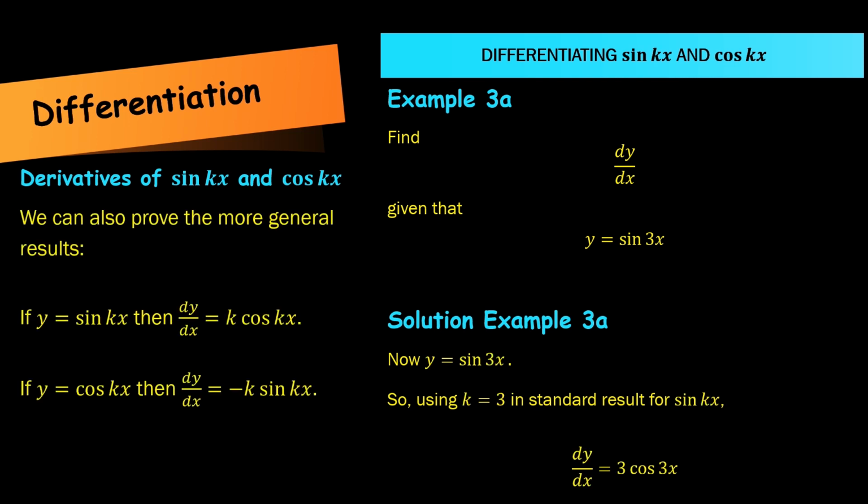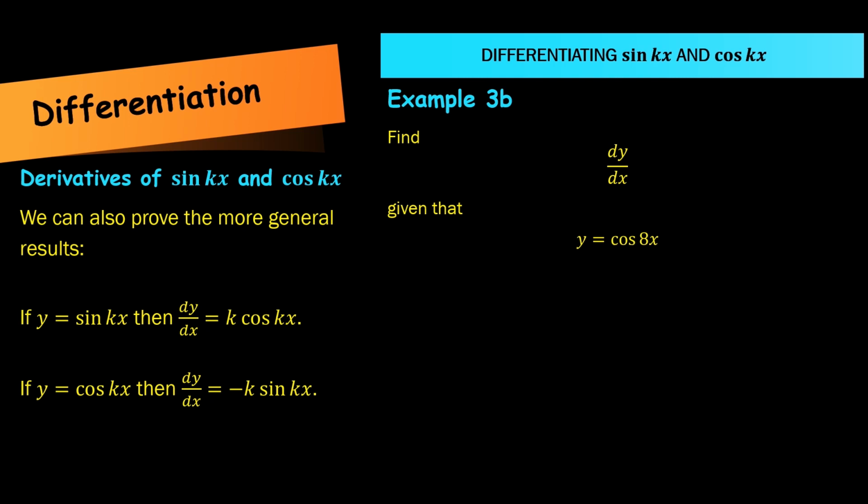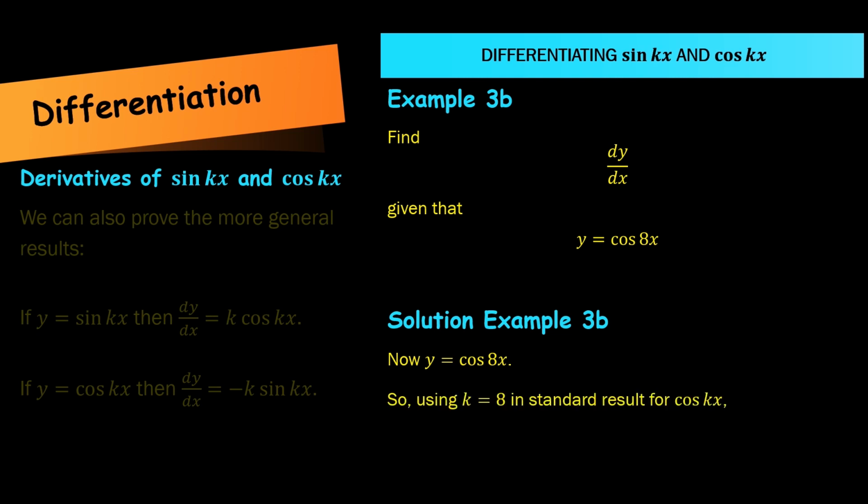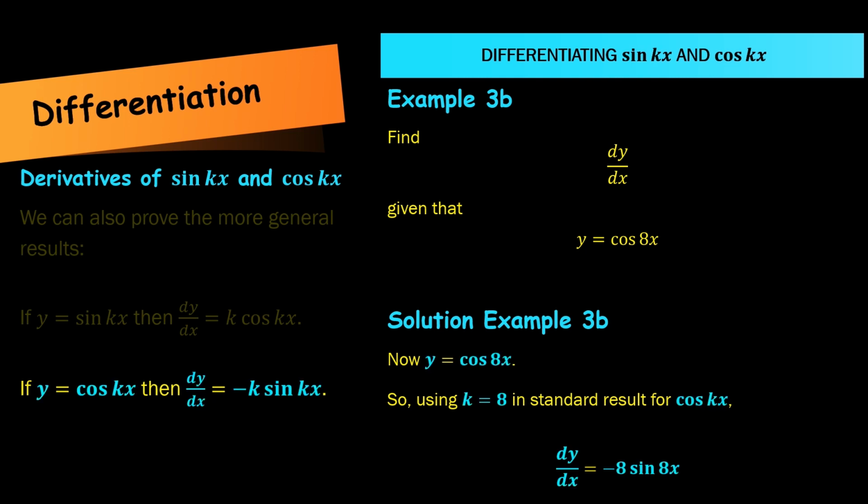And now for part B. We are required to find dy/dx given that y equals cos 8x. So let's solve this. We have y equals cos 8x, and so we can use k equals 8 in the standard result for cos kx to give us dy/dx equals minus 8 sin 8x.